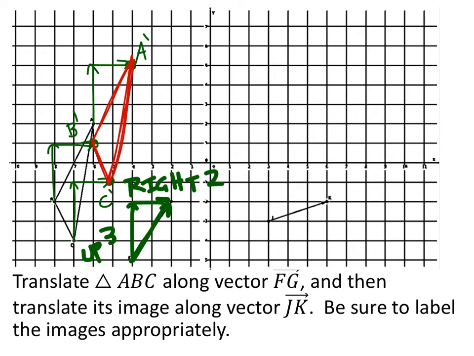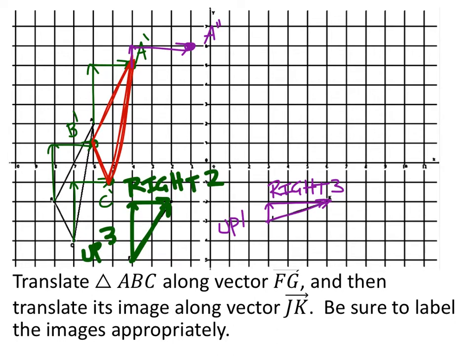For the next one, we got this vector JK, which is up and to the right. And we can see this one works the same way. It's going to move up 1 and then to the right 3. And again, this will be the same for all the points. So I'll start with A again. Going to go up 1 to the right 3 to get this point. And this is the second translation, so I'm going to mark it as A double prime.